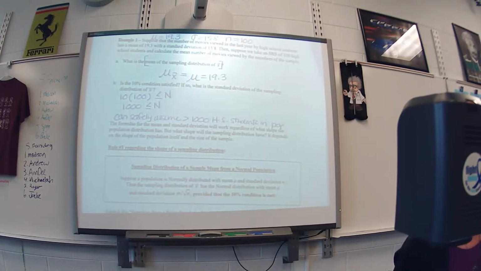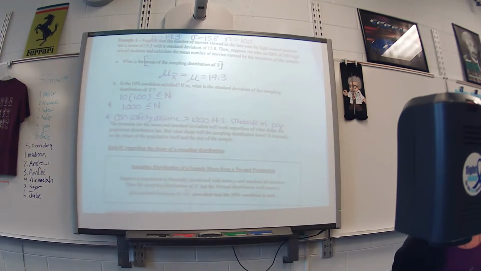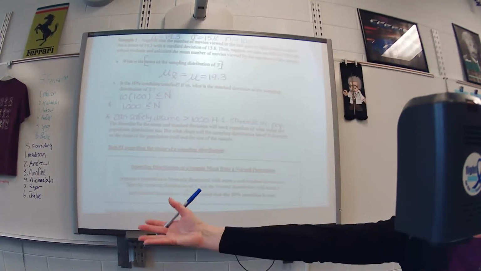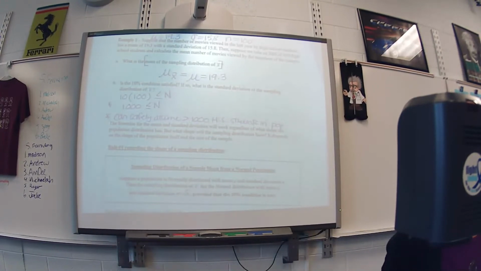I will be looking for two things on your test: the calculation and the explanation. Don't just show me that 10 times 100 is 1,000 and say that's less than capital N. Tell me why we care. We are trying to make sure that our population is large enough that our sample did not violate that 10% condition. Because you have to understand, as soon as we draw one high school student from the population, did we just change the probability that someone else gets selected? We did, but we changed it so minutely that it doesn't matter.